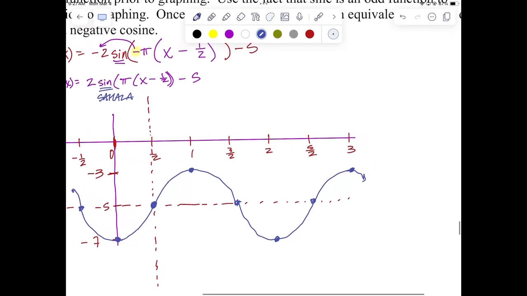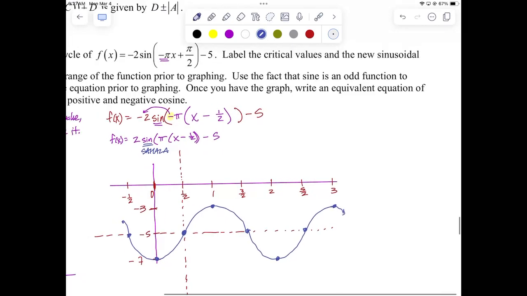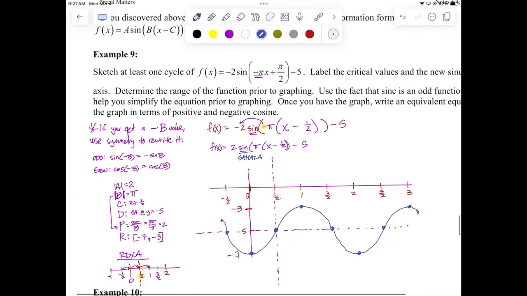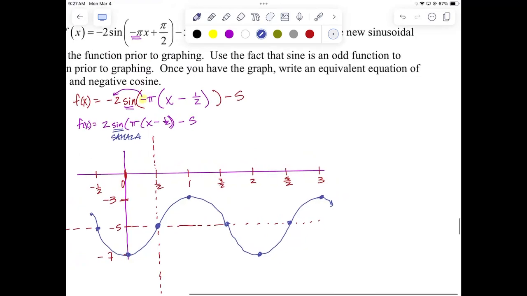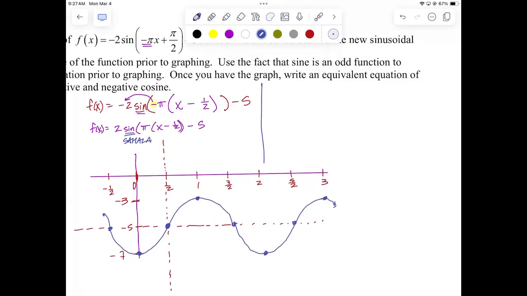All right. Once we have this graph, we're going to write an equivalent one, it says, in terms of positive and negative cosine. Okay. So if we're writing the second equation, here we go. Let's do positive cosine. Here's the equation for positive cosine. F of x equals +2, the amplitude's still 2, +2 cosine. The b value is still pi. The only difference is the horizontal shift now. We're still down -5. Look how easy it is.